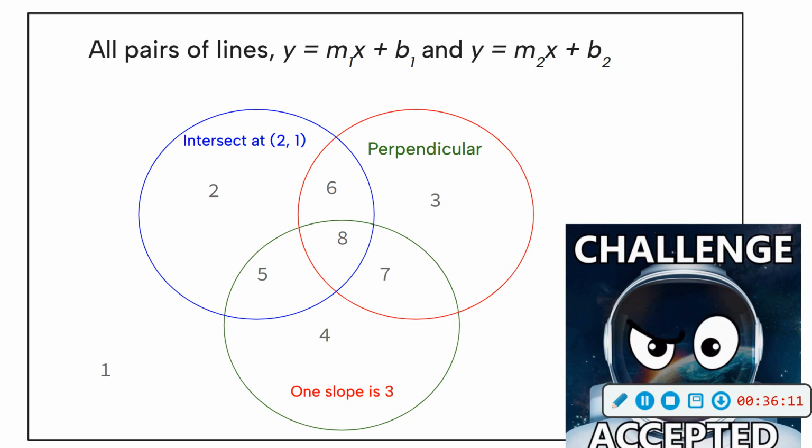But my slope on this one would be up 2 over 1. And this one would look like that. So, neither one of these meet the criteria. Neither one of them have a slope of 3. They do not intersect at (2, 1), and they are definitely not perpendicular. So they live on the outside.